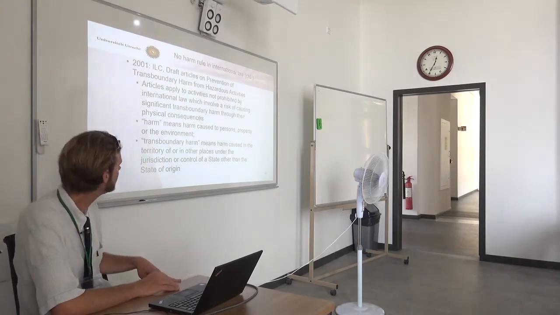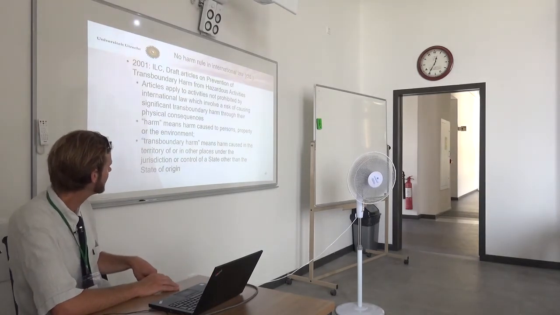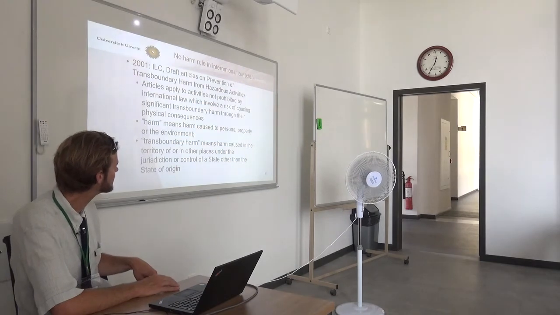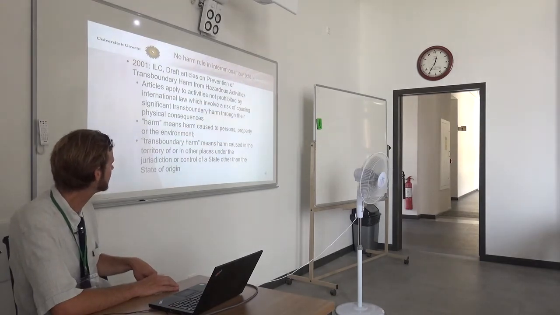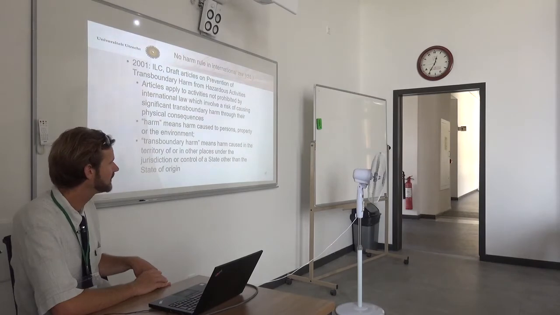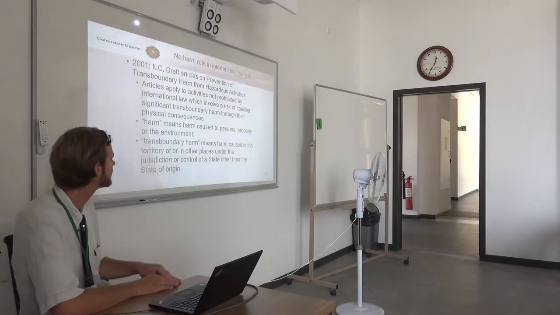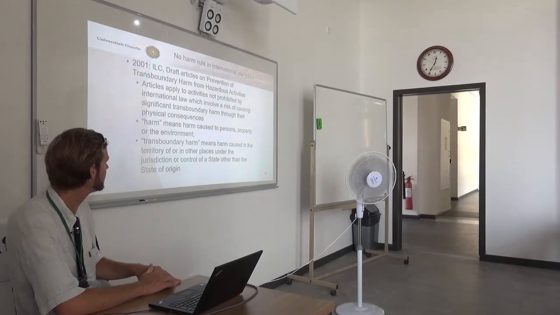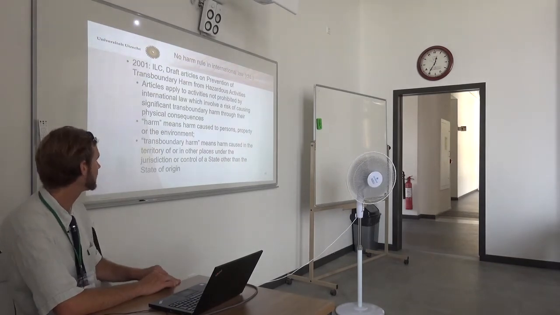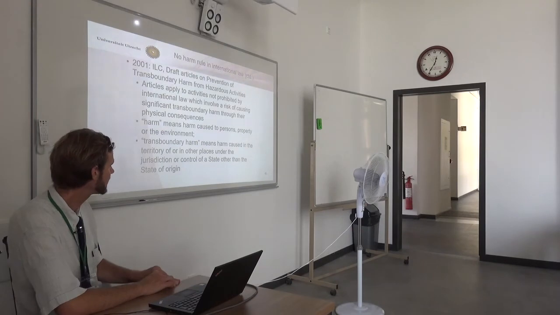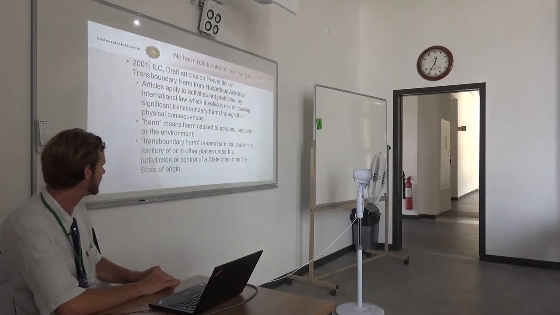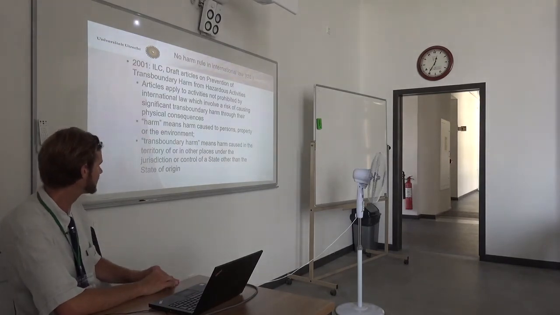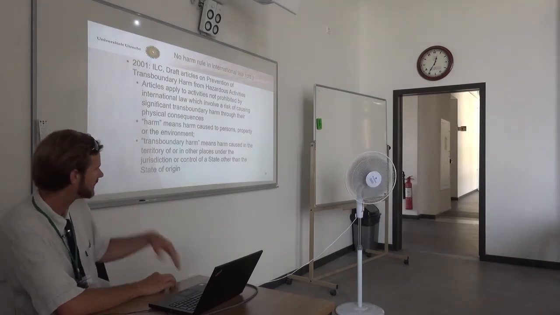So what does harm mean? Harm means injury caused to persons, property or the environment. So it doesn't have to be felt by the state itself. It can also be felt by specific people or a group of people or the environment. And transboundary harm means harm caused in the territory of or in other place under jurisdiction or control of one state and then felt in the other.